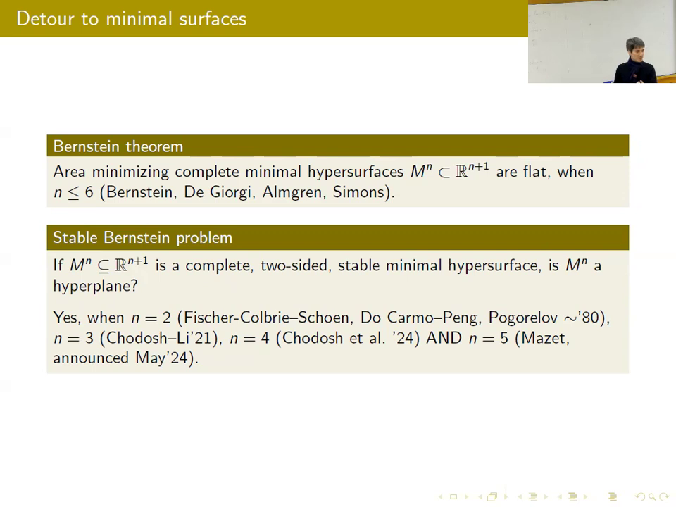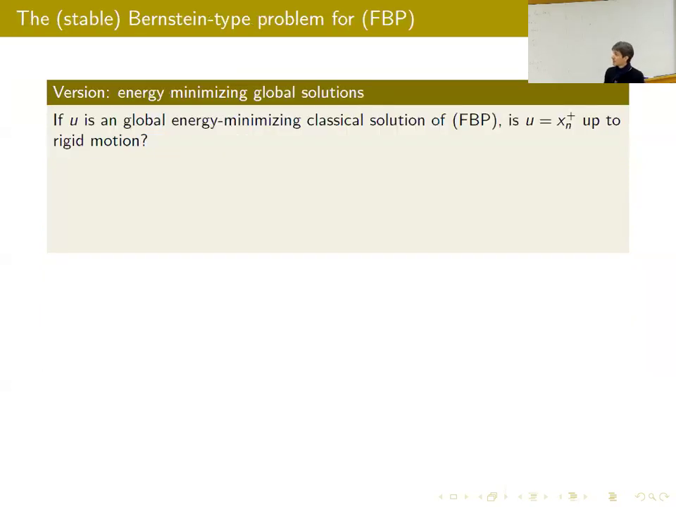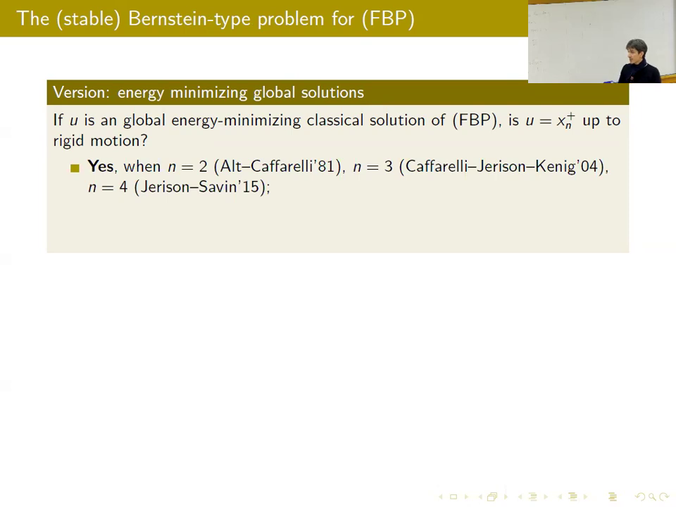Okay. So what do we know in our free boundary mirror world? Well, first, let me tell you what we know about energy minimizing solutions. If you have a global solution that minimizes energy in every fixed ball, the question is whether it is just the one-dimensional solution, x_n plus, up to rigid motion. And this is the case in dimension 2 by the work of Alt and Caffarelli, the original work. Then also in dimension 3 by Caffarelli, Jerison, and Kenig in the paper in which they derived the second variation form. And it is also now true in dimension 4 by work of Jerison and Savin that I'm also going to mention in a few moments.